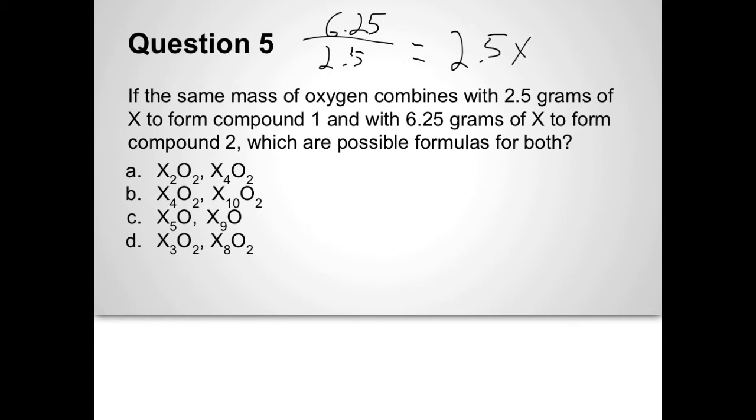Keeping in mind that you can't have a fraction in your subscripts, there's no way that any of these choices come out to 2.5 times x, right? Because 8 is not 2.5 times 3, 9 is not 2.5 times 5, 4 is not 2.5 times 2. So the only one that's left is B, because 4 times 2.5 is 10. You've got the same O2 in both, so that gives you the two formulas for the compounds.